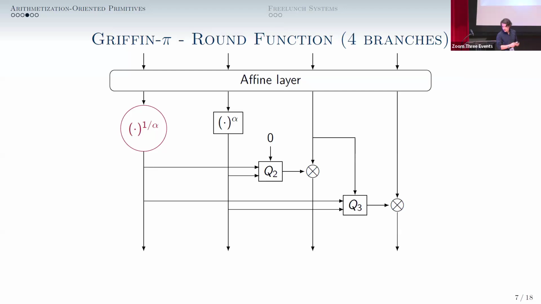And now let's look at an actual example. This is the round function of Griffin, basically. And this is kind of a typical round function for arithmetization-oriented primitives.